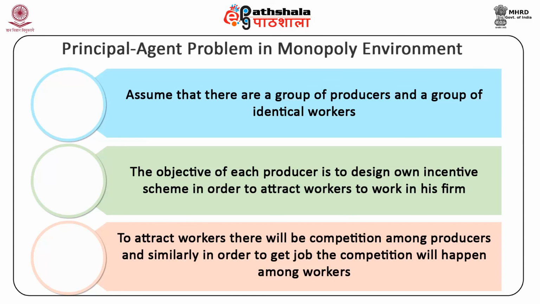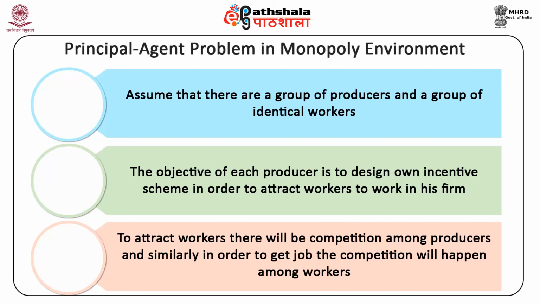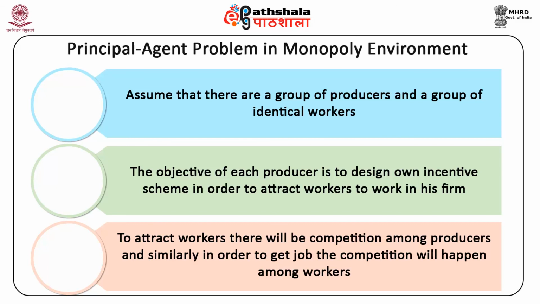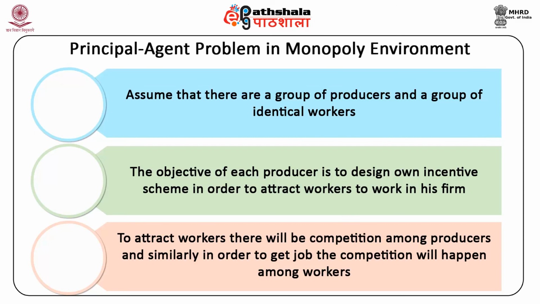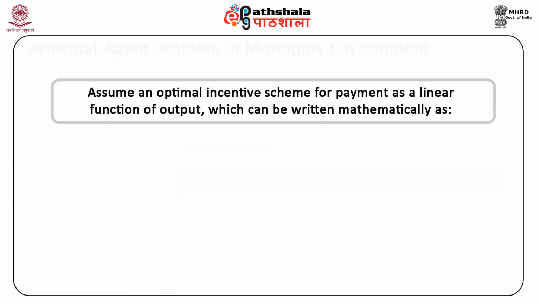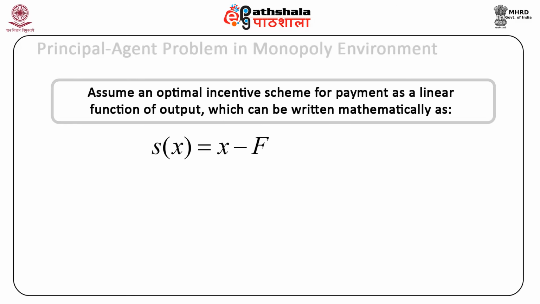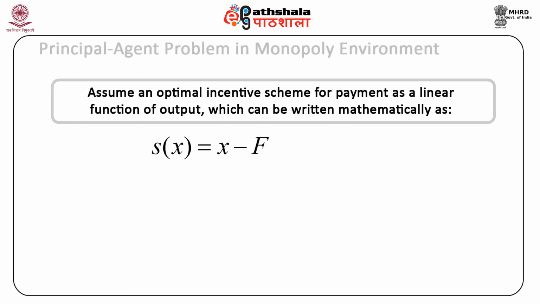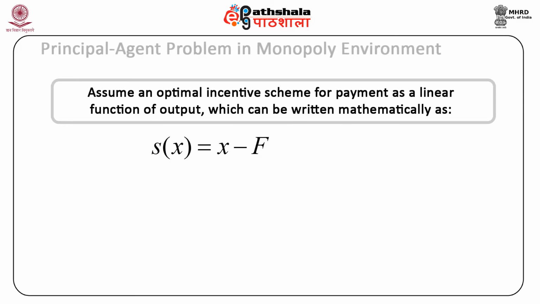Just like monopoly, the optimization problem facing a competitive firm is to maximize profit, that is, revenue minus cost by minimizing the cost to induce various levels of effort and to attract the workers to his firm. Thus, we assume an optimal incentive scheme for the payment as a linear function of output which can be written mathematically as S(X) equals X minus capital F.